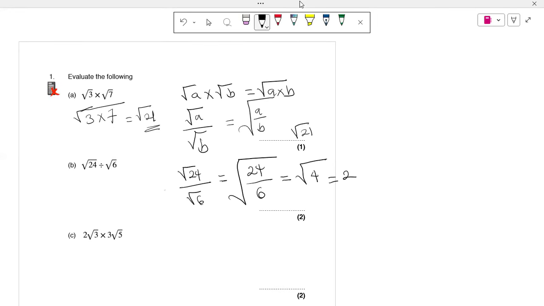So we have another question here. The same thing here. We have 2 root 3 multiplied by 3 root 5.